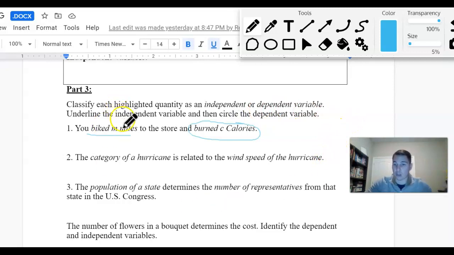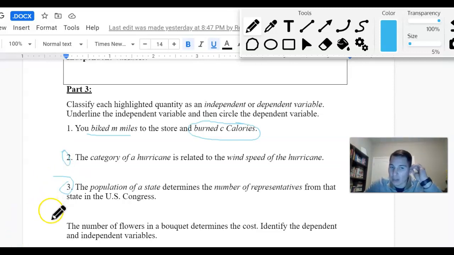So the first thing you do is bike. The result, or the second thing, you burn calories. The amount of calories you burn depends, dependent variable, on the independent, how many miles you biked. Okay. At this time, I would like you to go ahead and answer 2 and 3. We'll come right back.